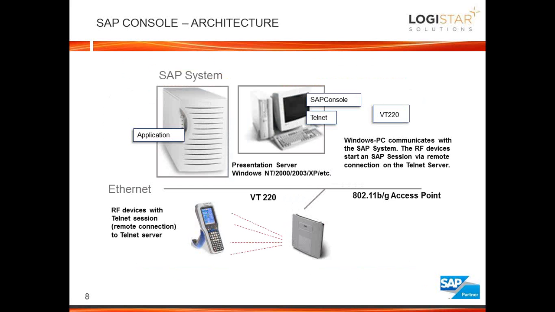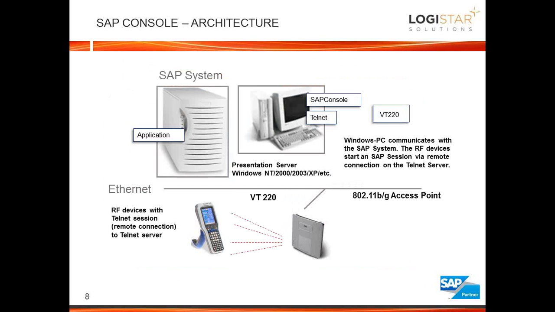So what does the SAP Console architecture look like? Really, your SAP system would be on the left-hand side. In between your actual RF units and your SAP ERP system would be an actual SAP Console server. Now that server itself, for example, like a laptop, can probably power 300 to 400 concurrent SAP users. So it doesn't have to be a really high-powered server.